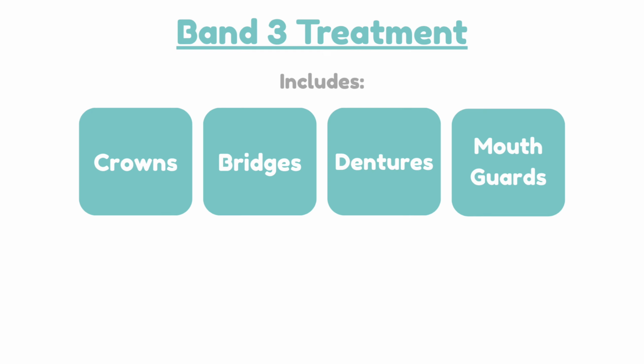And for band 3 treatment, the price as of April 2025 is £326.70. Again, it doesn't matter if the patient needs 2 crowns and 1 bridge or just 1 crown. They still pay that £326.70 only once for that course of treatment.